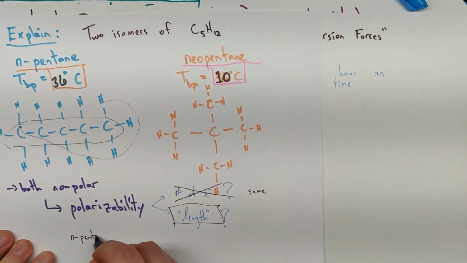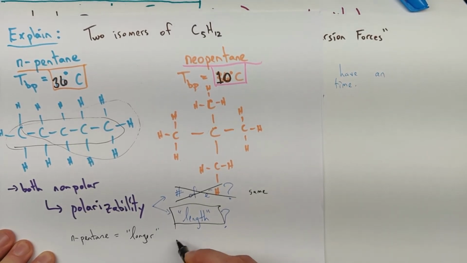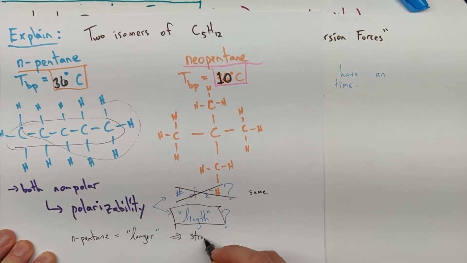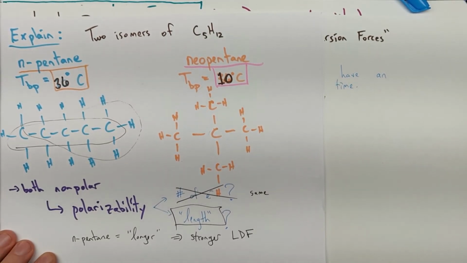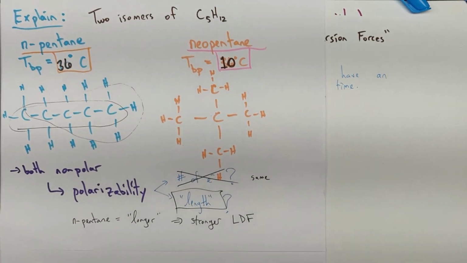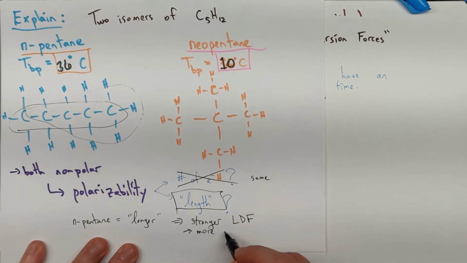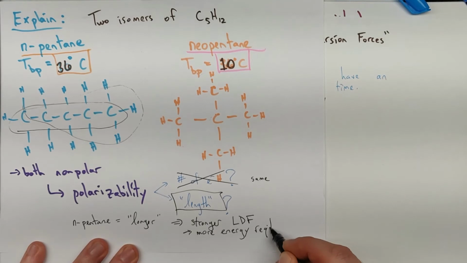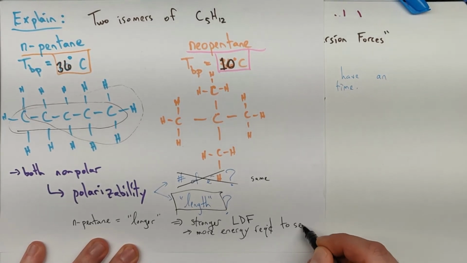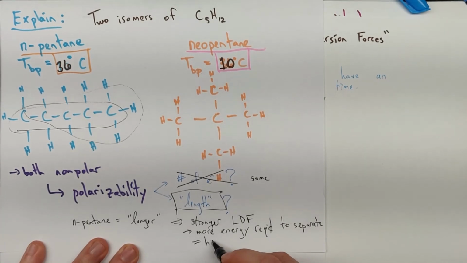N-pentane is longer, which is going to give us stronger London dispersion forces. And those stronger London dispersion forces, just so we finish out this thought, means more energy required to separate, which we can translate to as a higher boiling point.